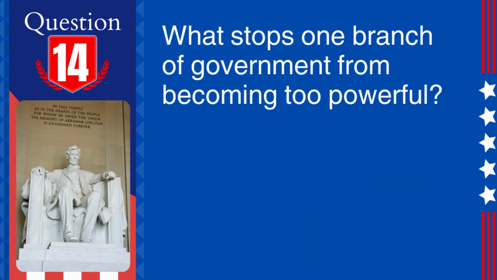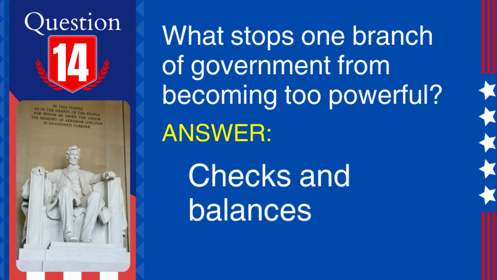14. Question. What stops one branch of government from becoming too powerful? Answer. Checks and balances. Explanation. The system of checks and balances allows each branch of government to limit the powers of the other branches.